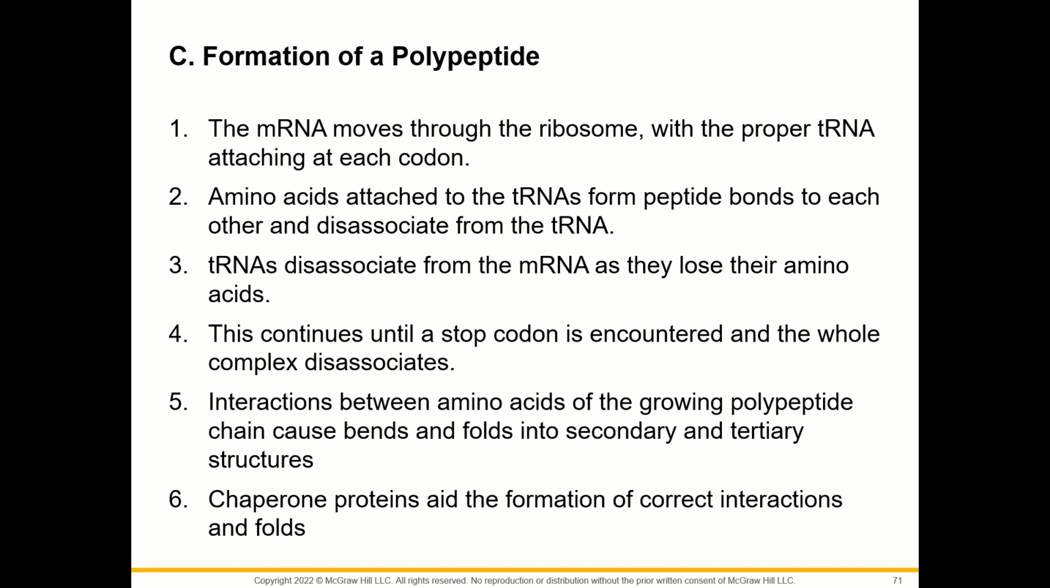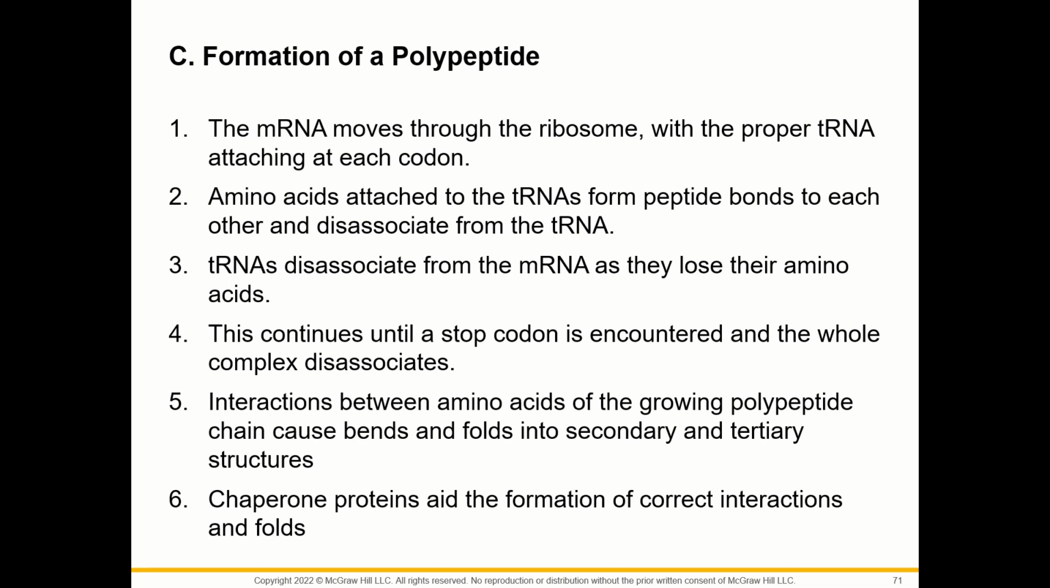But you know that at this point, the mRNA, God willing, has gotten to the ribosome. It's moving through the ribosome. The proper transfer RNA is attaching at each codon with its anticodon. The amino acids attached to the transfer RNAs form peptide bonds to each other, and they disassociate from the tRNA and go off to bind with another amino acid. And this continues until a stop codon is encountered and the whole complex dissociates.